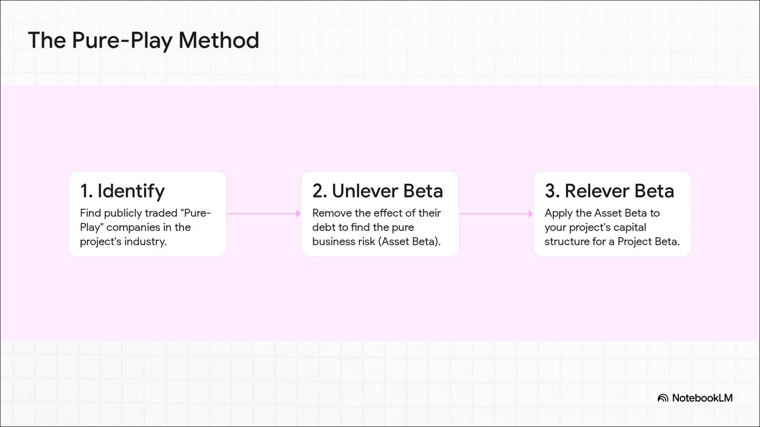Second, and this is the magic trick, you take their risk level, their beta, and you mathematically strip out the effect of their debt to find the pure business risk. We call that the asset beta. Finally, you take that pure risk and you add back the effect of your project's specific financing plan. It's like borrowing a recipe and seasoning it to your own tastes.